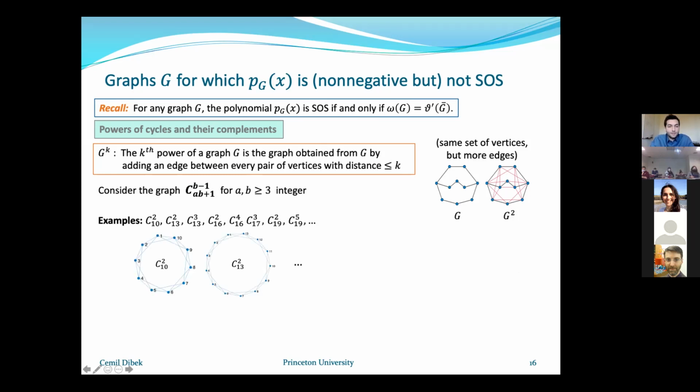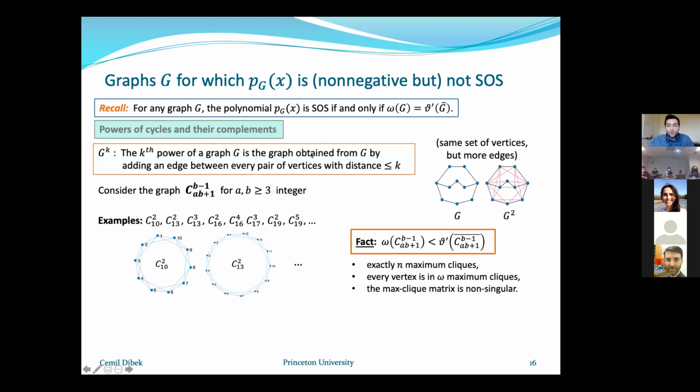This is a cycle on AB plus 1 vertices to the power B minus 1. Here A and B are at least 3. Here are some examples. These are more general than odd holes and odd antiholes, because if B is 2, then you recover odd holes, and if A is 2, then you recover odd antiholes, but these are more general. So these graphs, although they are not minimal imperfect, satisfy those 3 conditions that were needed to prove that there is a gap between the clique number and the Schreiber number.